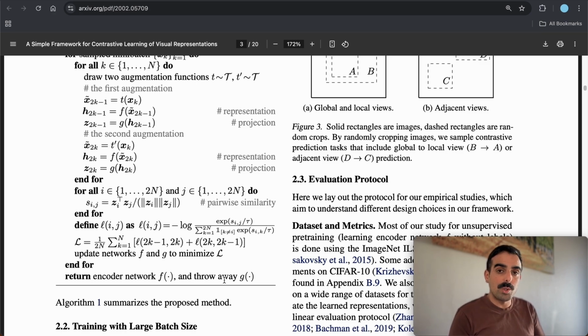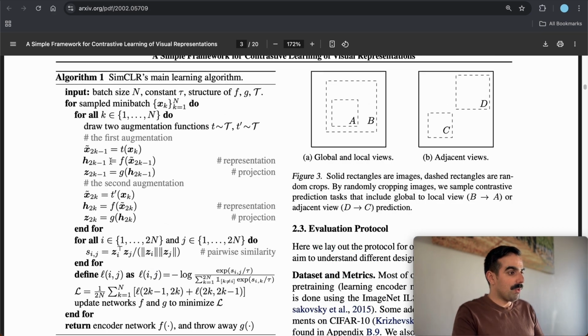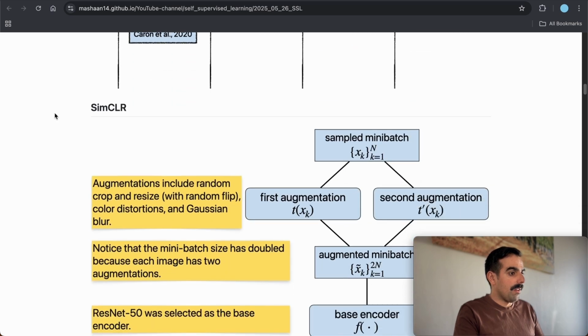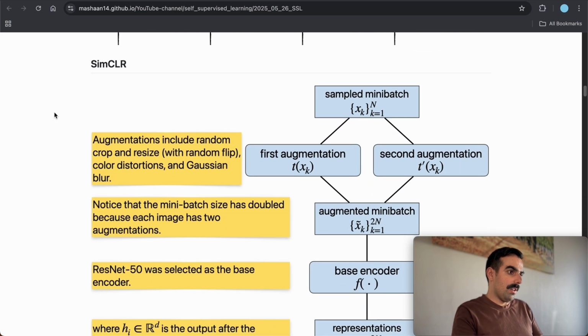Once you're finished with the projection head, as they say in the paper, you throw it away and you take the encoder and you use it for downstream tasks. So I have a visualization for this algorithm in the blog post. Let's start with the architecture of SimCLR.